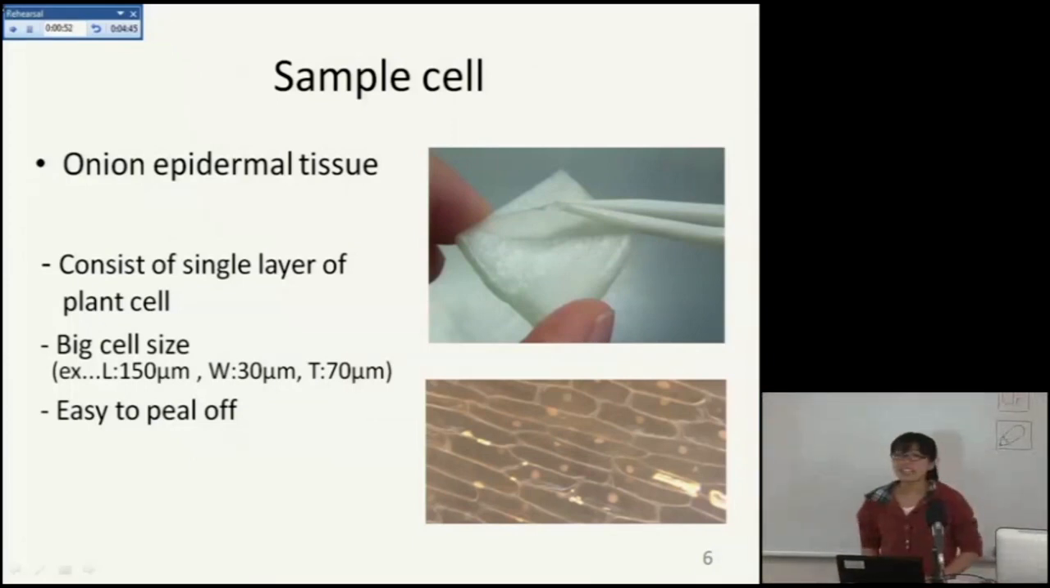And I chose this as my sample because the tissue consists of a single layer of plant cells, and the cell size is relatively very large and easy to observe like this. And also, it is very easy to peel off from the onion.